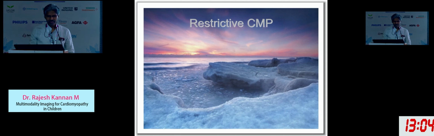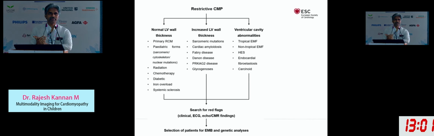Coming to restrictive cardiomyopathy, people always misunderstand the HCM phenotype as restrictive cardiomyopathy. They think that in restrictive cardiomyopathy the myocardial wall thickness will always be increased. Yes, in many cases the LV wall thickness can be increased, like in a sarcomeric mutation or amyloid, Fabry's, Danon and so on. But there are many infiltrative diseases where your wall thickness can be normal or only mildly increased, like iron overload or systemic sclerosis, post-RT type of restrictive cardiomyopathy.